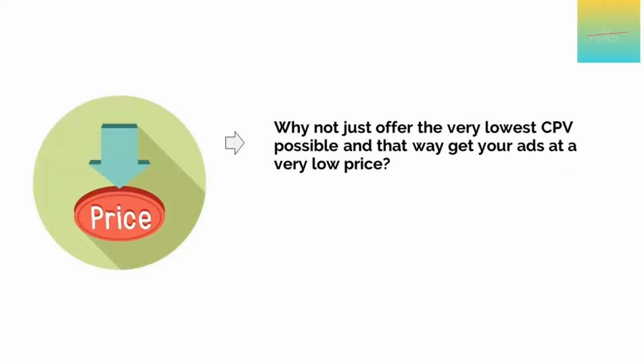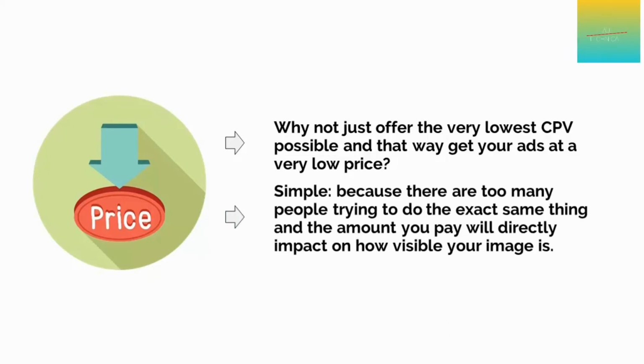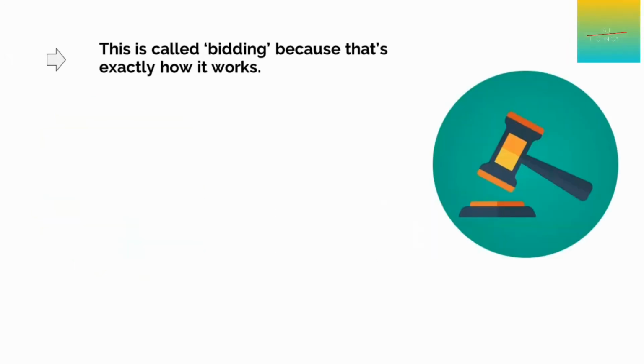So why not just offer the very lowest CPV possible and that way get your ads at a very low price? Well, simple, because there are too many people trying to do the exact same thing, and the amount you pay will directly impact on how visible your ad is. This is called bidding because that's exactly how it works.